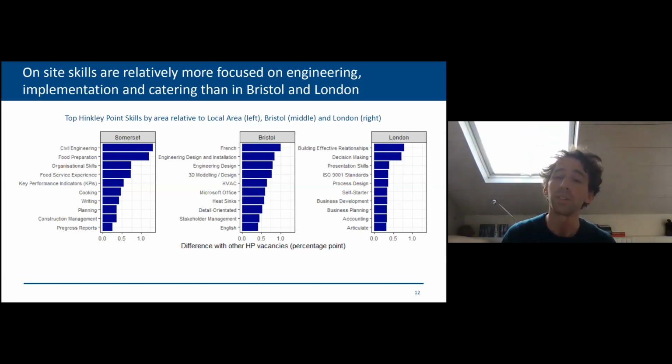But otherwise in Bristol, we found that there was quite relatively high demand for engineering design skills. And in London on the right, interestingly, the relatively different skills were linked to leadership, building effective relationships, and some back office skills like accounting. So hopefully that gives you a bit of a flavor of the kind of thing that could be done, looking at big projects and the kind of jobs that they create.